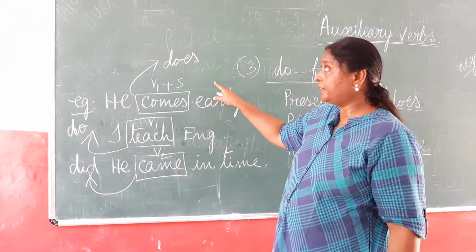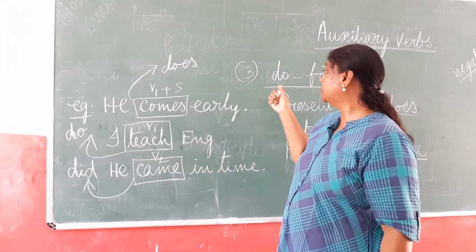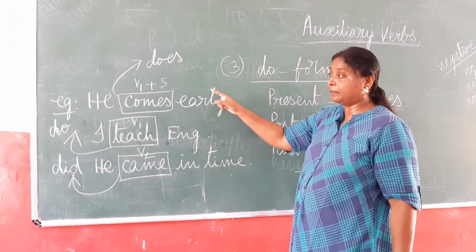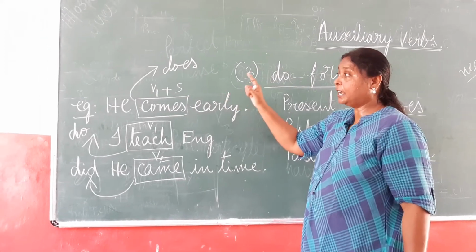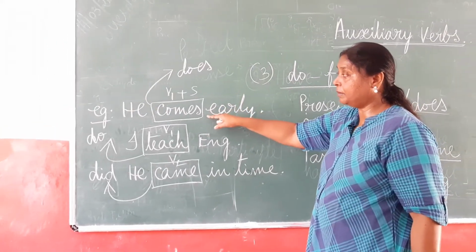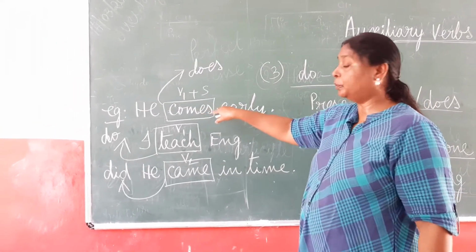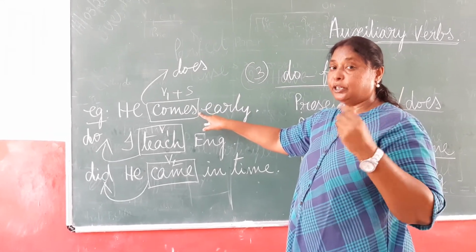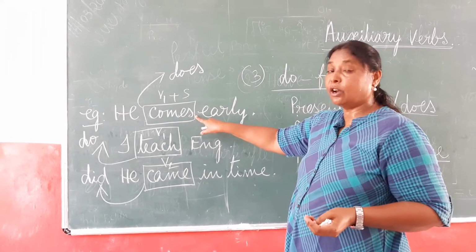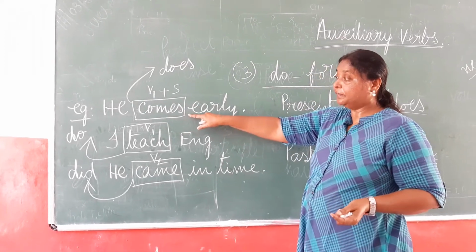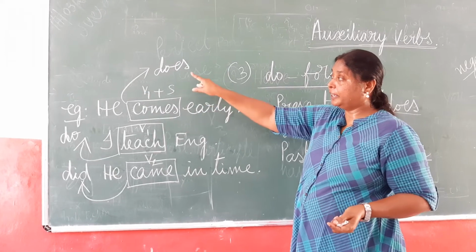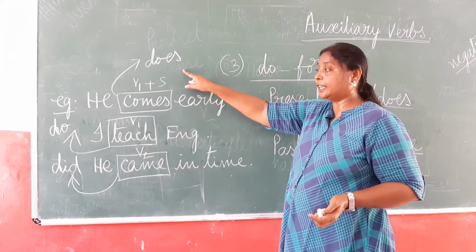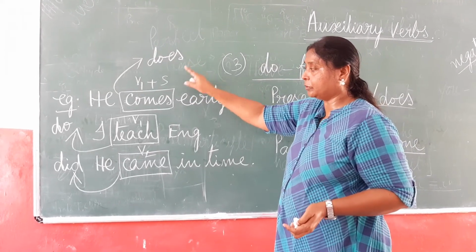So I think you have understood. We use do forms to ask a question and to make them negative. And how do you make them? Does comes if you have verb plus s. And why is it verb plus s? I do take that up in a different class, but now you remember, if the verb is verb plus s, we have to use does either to make it a question or to make it negative.